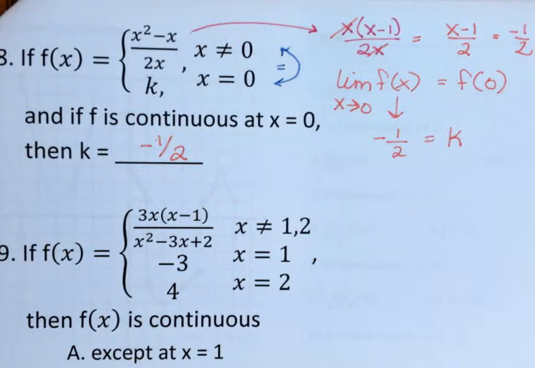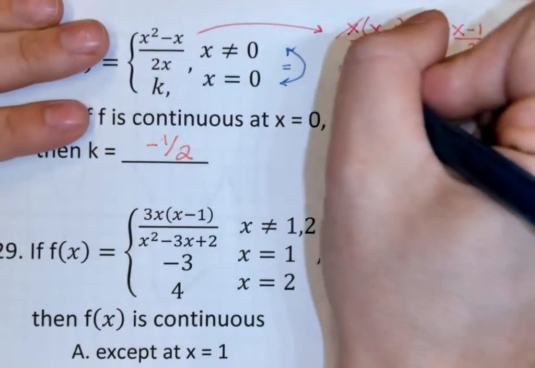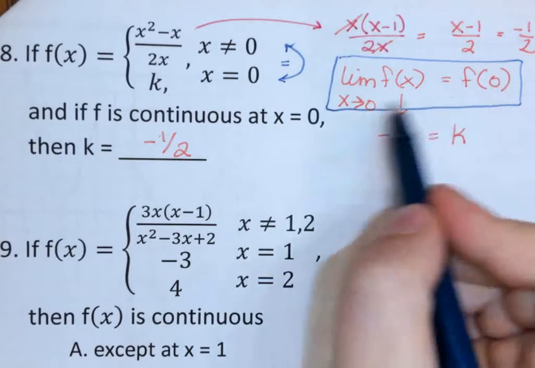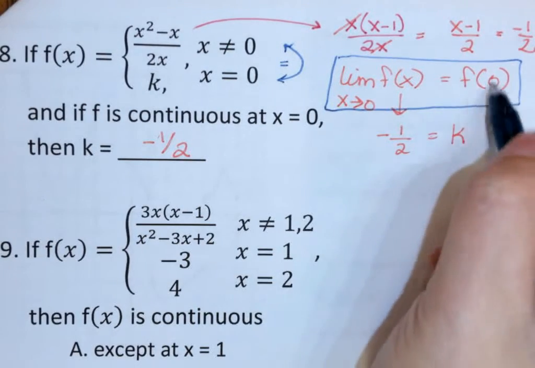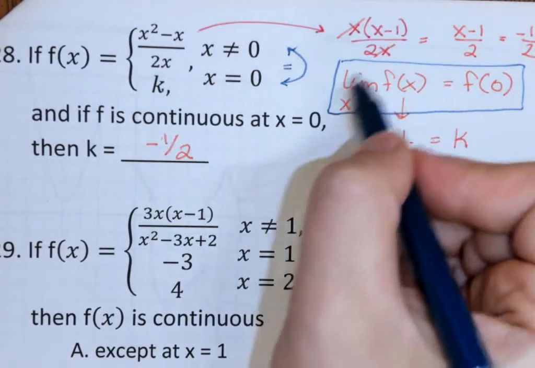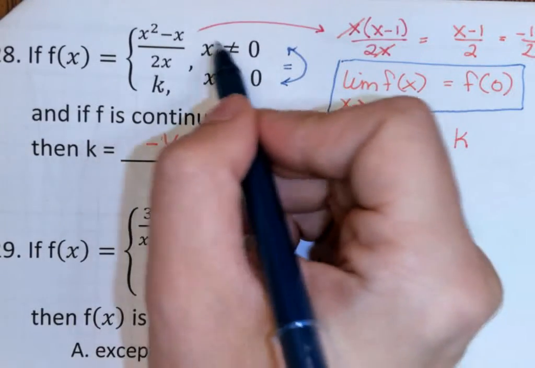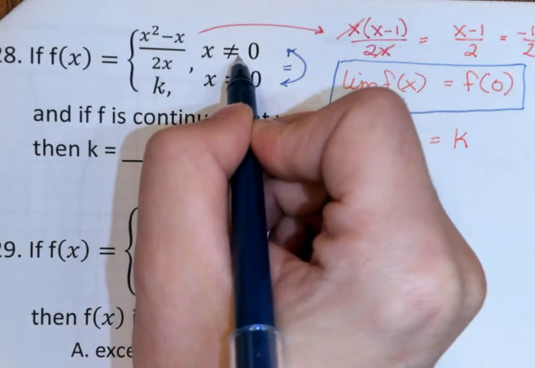Does that make sense what I just did there? You take the definition of continuous. The definition of continuous means the limit and the function are exactly the same thing. This guy, I don't know because it's got a k in it. I can calculate the limit as x goes to 0 because this is this function everywhere but here.